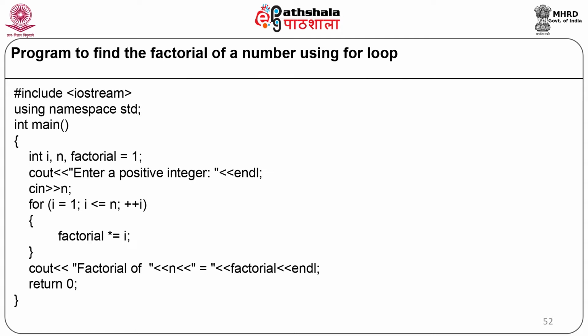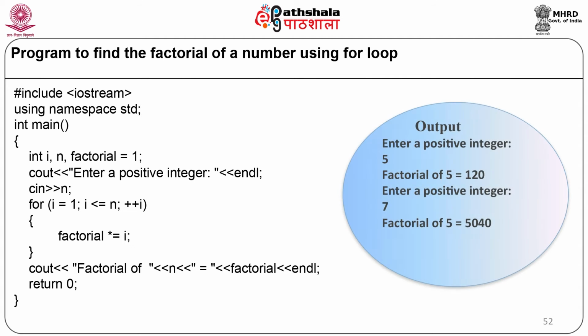Inside the for loop our statement is factorial *= i, that is nothing but factorial equal to factorial into i. Outside the for loop we are displaying the message "Factorial of" the number, and then the value of factorial, return 0, and our main program ends. Now, when the above code is compiled and executed, it will produce the result: enter a positive integer, 5, then it will display the message factorial of 5 is 120.